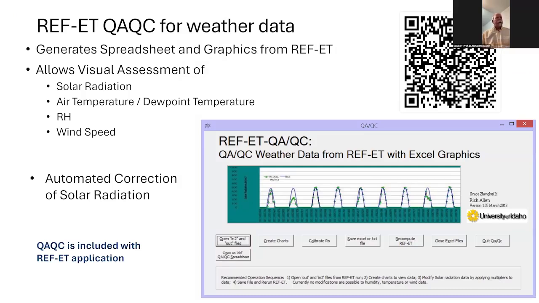Part of that RefET includes a QA/QC application that follows all of the procedures of the FAO 56 as far as providing a fairly easy way to visually assess the data fairly quickly. It's not a big chore, and it can be quite enjoyable to see the data visualized. And then we can employ some automated correction within the software.